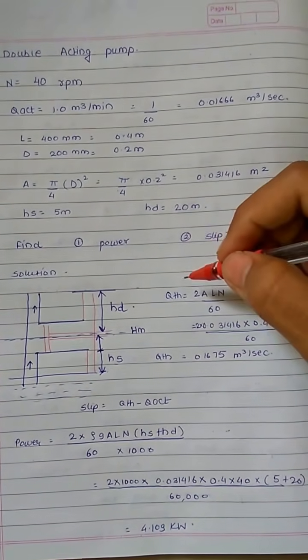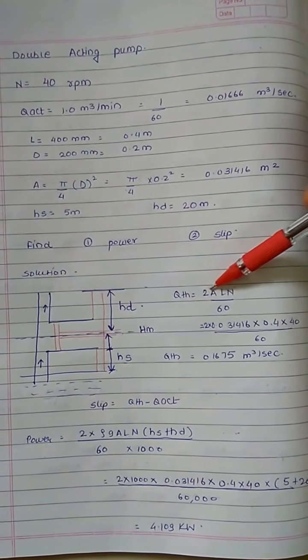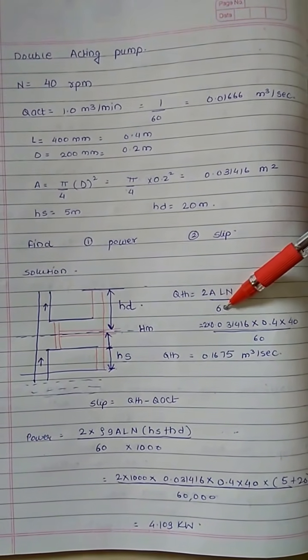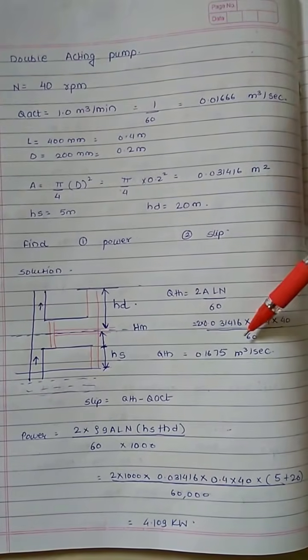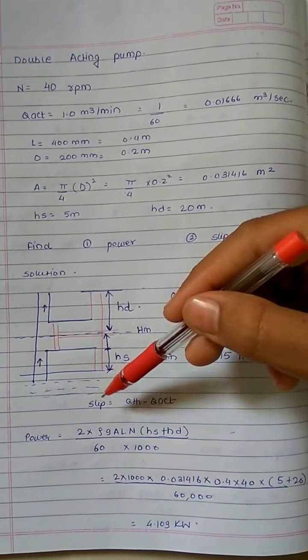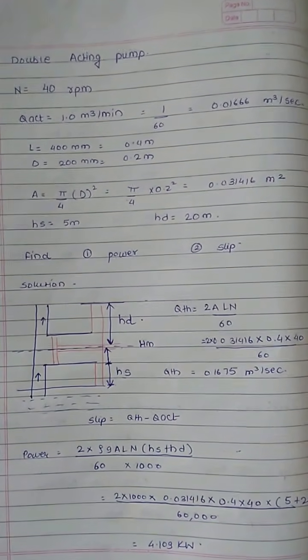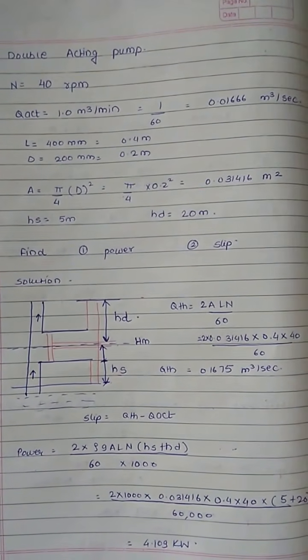First we will be calculating Q theoretical. As there are two pipes, we will be having 2 ALN divided by 60. Rest remains the same, and Q theoretical will be in meter cube per second. Now next will be slip. The slip formula is Q theoretical minus Q actual. You can easily calculate the slip and the percentage slip as well.